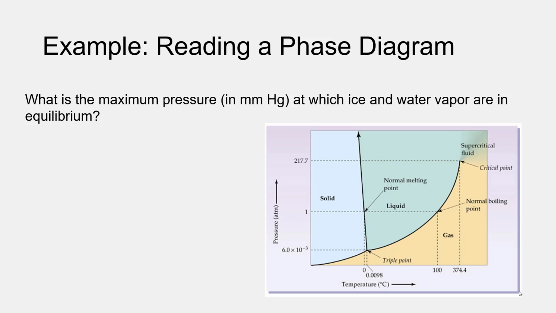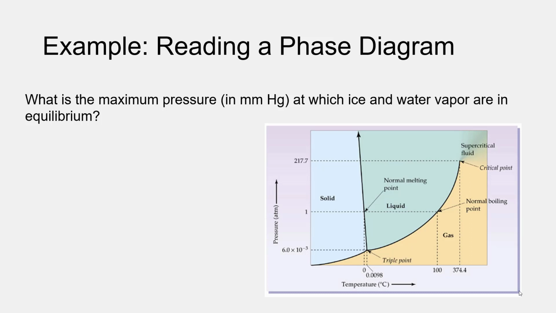Let's take a look at an example of how we can read a phase diagram, interpret the information, and apply it to solve a problem related to pressure and phase equilibrium. In this example, we're asked what is the maximum pressure in millimeters of mercury at which solid water ice and water vapor can be in equilibrium.